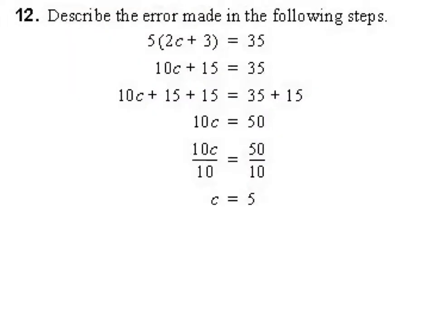This time they want us to describe the error made in the following steps. So we're looking at somebody else's work to find what they did wrong. Okay, the first step is good. 5 times 2c is 10c. 5 times 3 is 15. But then if I want to get rid of plus 15, they should be subtracting 15 from both sides instead of adding. So subtract, not add.